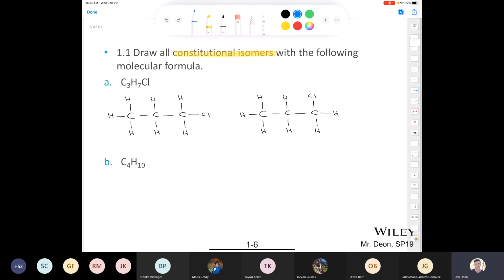not a constitutional isomer. Again, if you have your microphone on, if you could mute it, that would be great. Okay, perfect. All right, so that is also not a constitutional isomer.